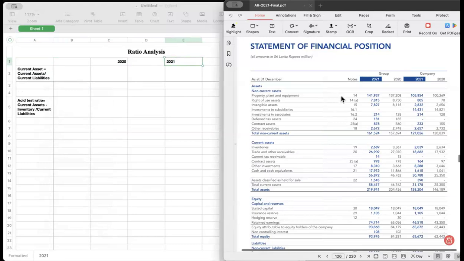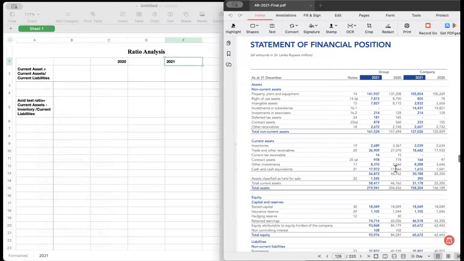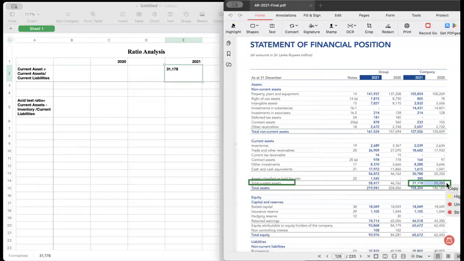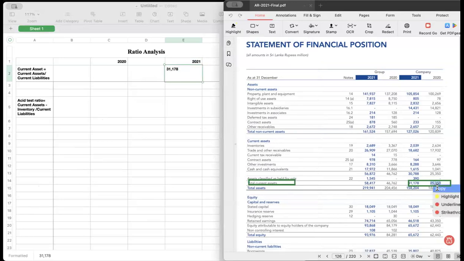Okay, what are we supposed to take? Yes, current assets, sorry. So current assets, as you can see, we have 2 years. Current assets are over here. Under current assets, we have total current assets. See this? We only need this current asset, not the group current assets. We're not going to touch that. So we're going to take this one. Now here we have 31,178 for 2021, and for 2020 it's 25,350.